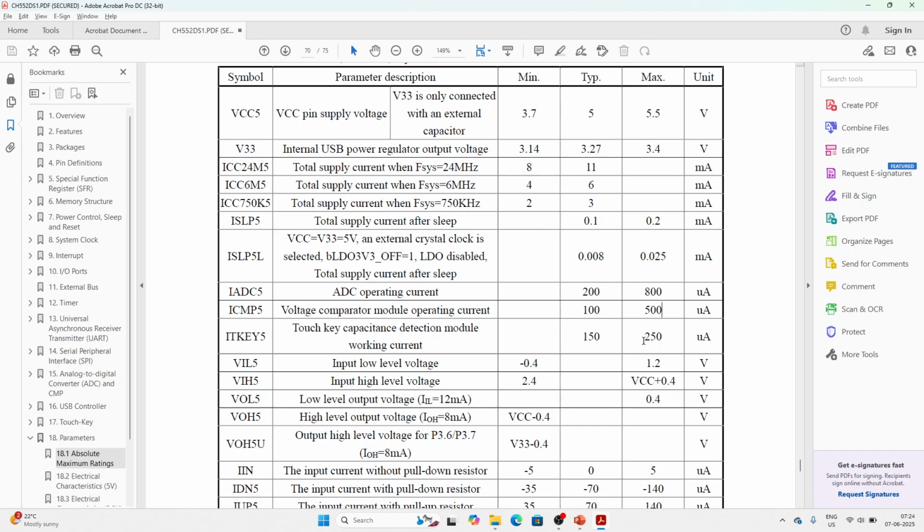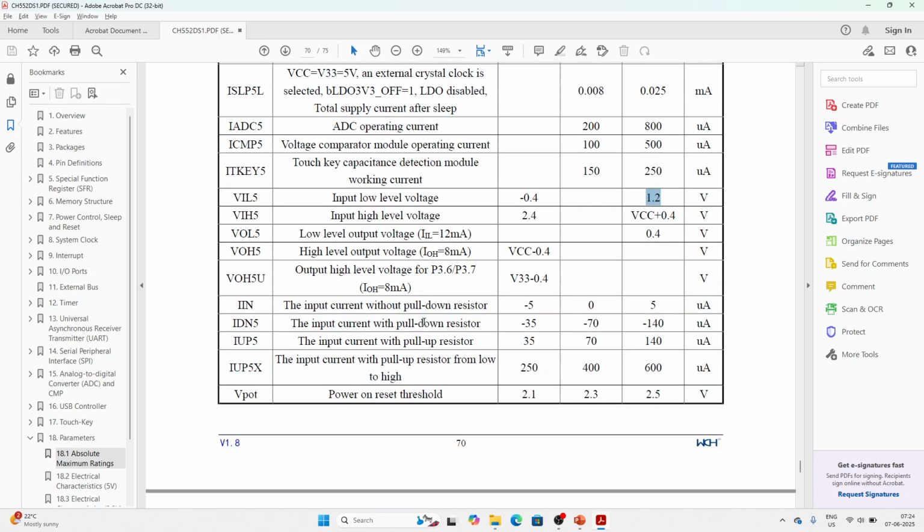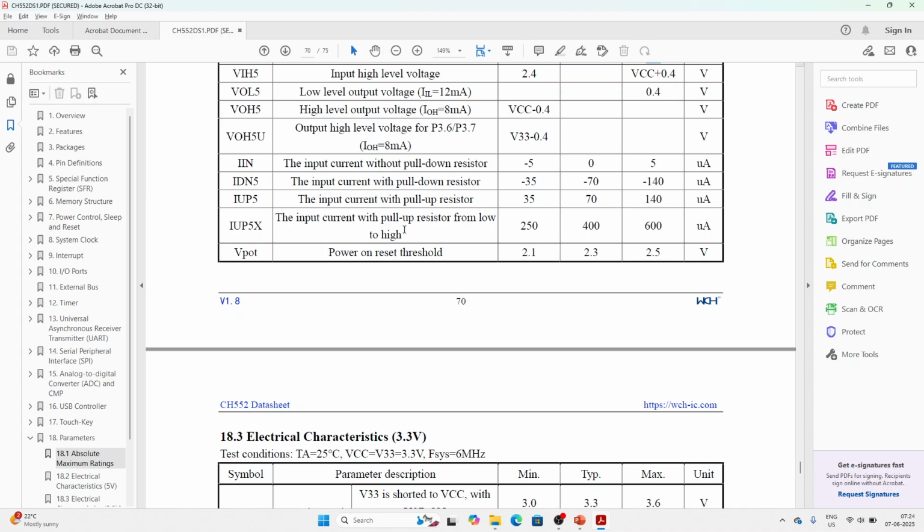Input low level voltage 1.2 volts. So basically what are the input low level voltages. If it gets below 0.4, it might not be able to measure high voltage, so it would be VCC plus 0.4 volts, right? Similarly, we have input current without pull down resistors, with pull down resistors, things like pull up resistor, all these values. These are the electrical characteristics or the power requirements.